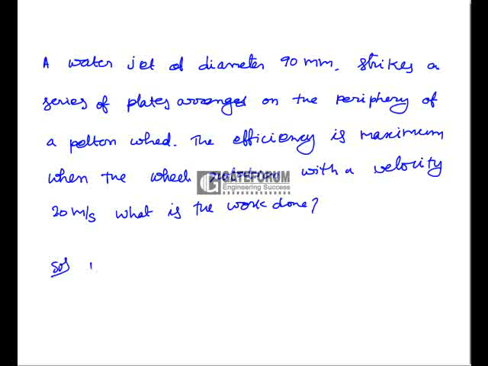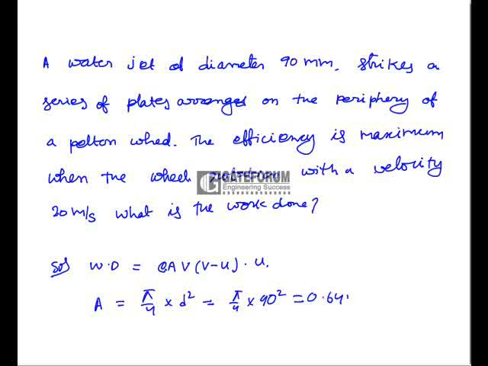Work done for a moving blade is given by ρ a v (v minus u) u. Here u is the velocity of the wheel and v is the velocity of the jet, ρ is the density of water and a is the area of the jet. The area of the jet striking is equal to π by 4 d², where d is the diameter of the jet, given as 90 mm. So π by 4 into 90², which is equal to nearly 0.64 meter square.